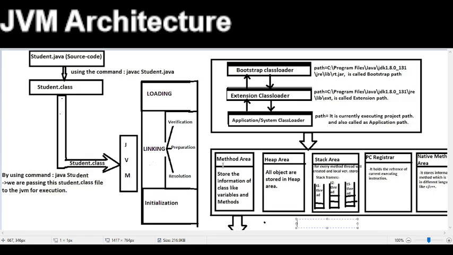Then the student.class file gets generated. Now we need to pass this .class file to the JVM. For that sake we are writing one more command, java student. By using this command we are telling the JVM, this one is the input for you, please take it and execute this.